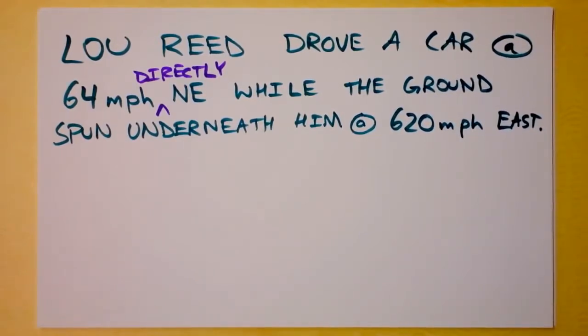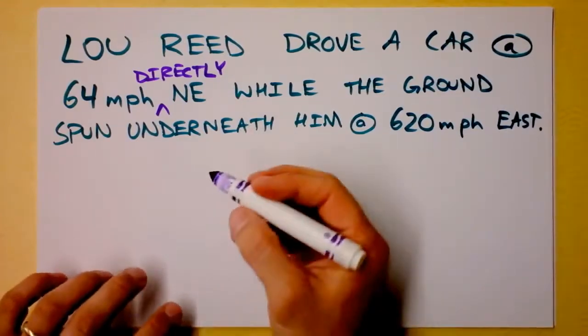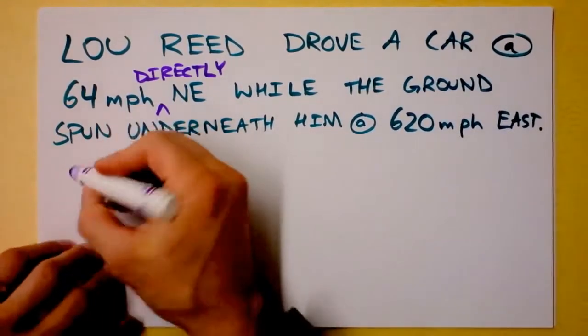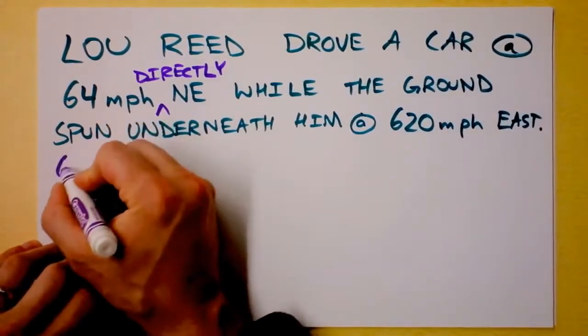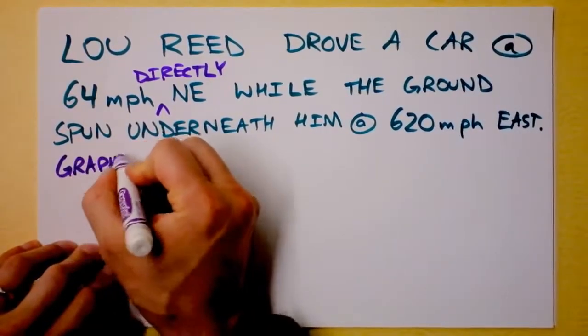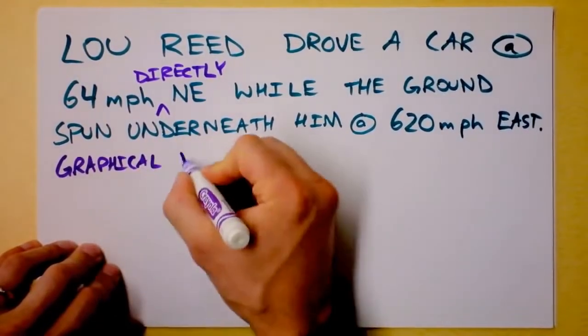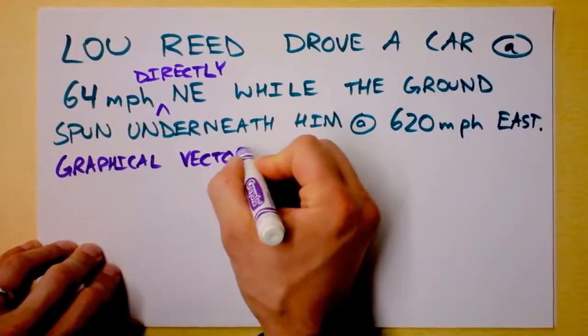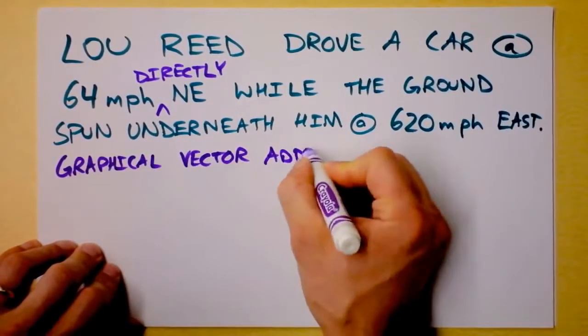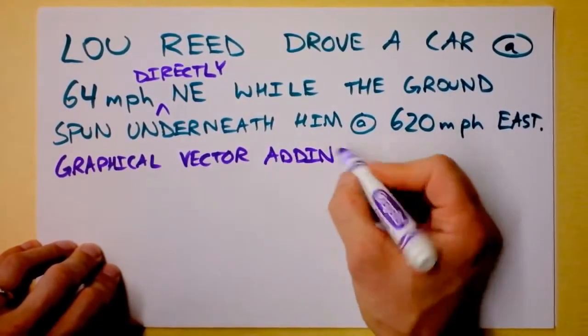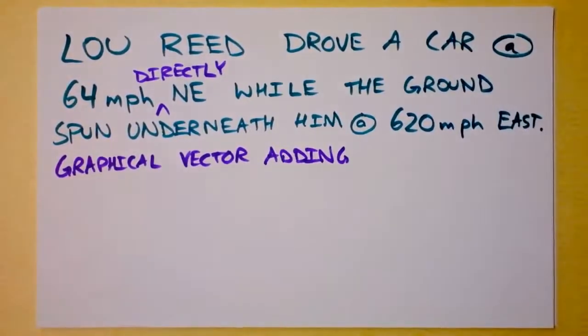Oh, I guess we're going to be considering the rotation of the Earth now. Super. Okay, so Lou Reed's driving this car, right? And he's going directly northeast. So here's how we'll add vectors. What I want to do here is show graphical vector addition. That's what we're going to do now. Yeah, let's just call it graphical vector adding.